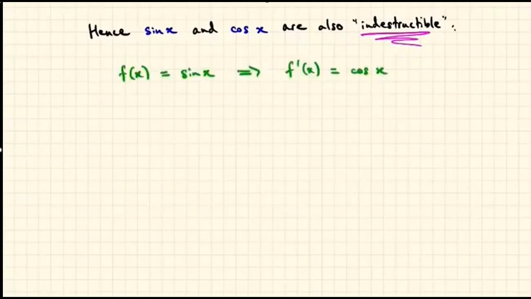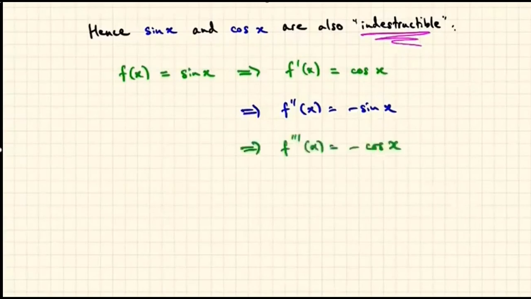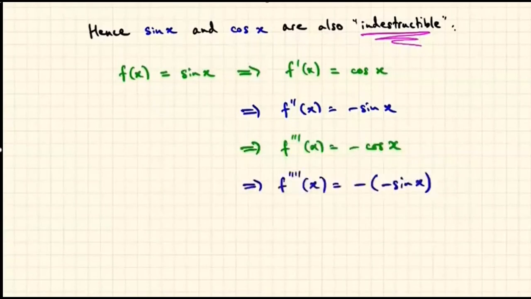the second derivative is sine x. The third derivative is cos x. Sorry, negative cos x. The fourth derivative is sine x again. And we're back to where we started. So differentiating over and over just reproduces the same cycle of functions over and over again.